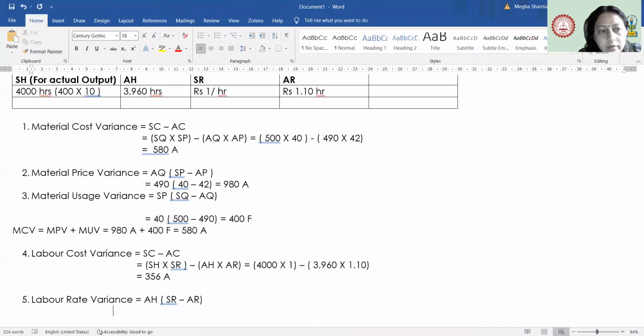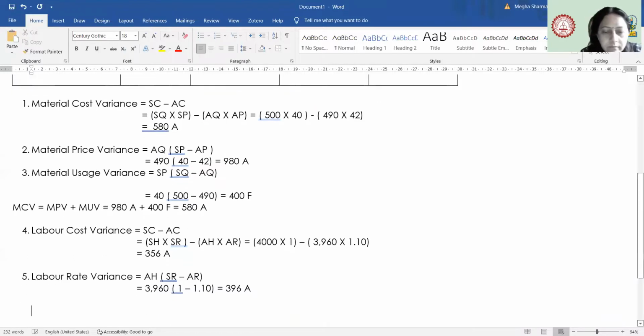Right? Actual hour is how much? 3,960. Standard rate is how much? 1. Actual rate is how much? 1.10. Right? So how much you will get? 396 adverse. Yes, 396 adverse. Is it clear? Everyone is getting 396 adverse? Yes, ma'am. Okay.